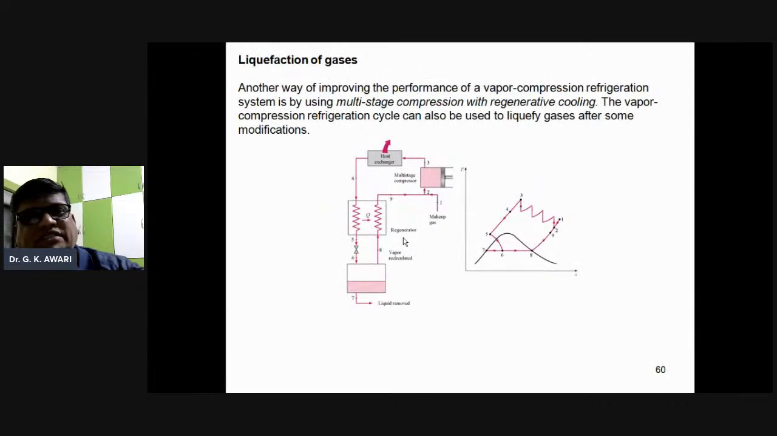Liquefaction of gases: as you are aware, another way of improving the performance of a vapor compression refrigeration system is by using multi-stage compression with regenerative cooling. The vapor compression refrigeration cycle can also be used to liquefy gases after certain modifications.